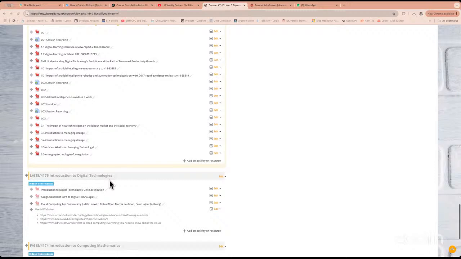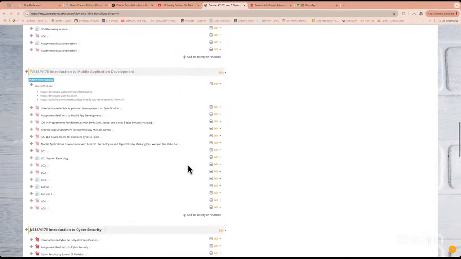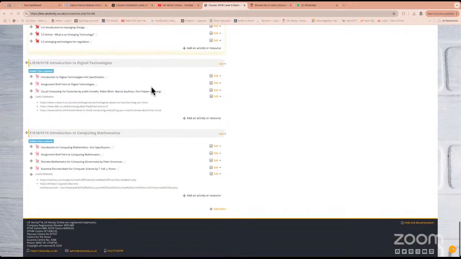Now, the reason for also showing Moodle very quickly is that after this unit, we are going to do another unit, which is Introduction to Digital Technologies. These would essentially be the three theoretical units in this course. One is cybersecurity, the second one is emerging technologies, and the third one is digital technologies.